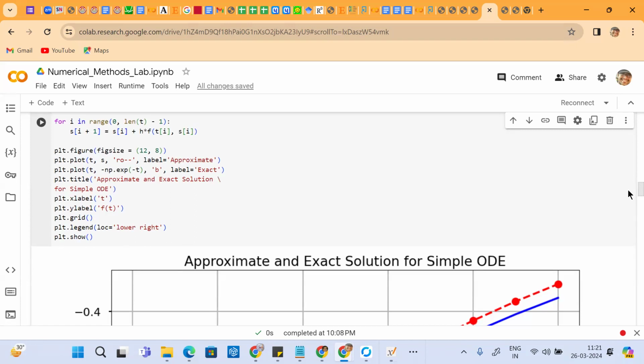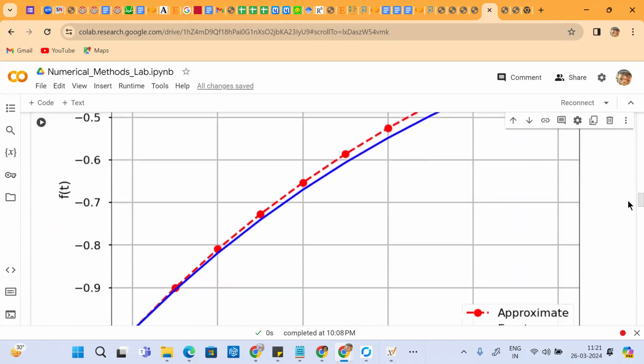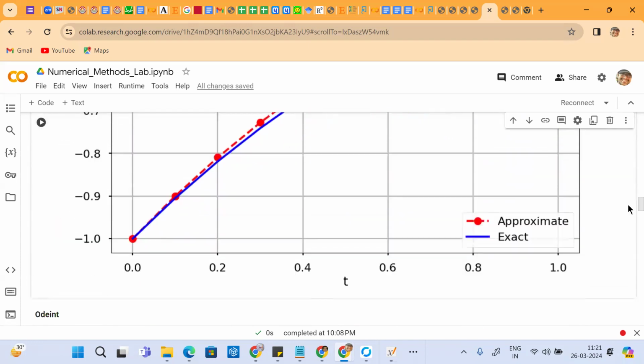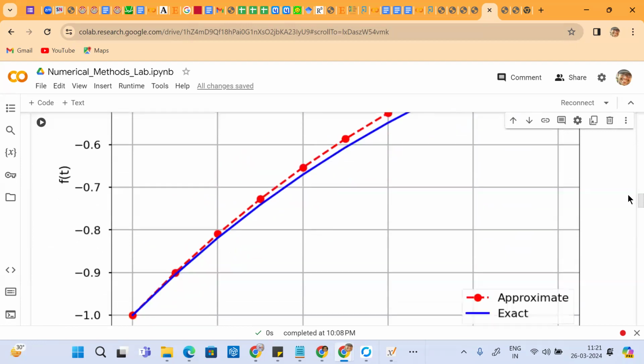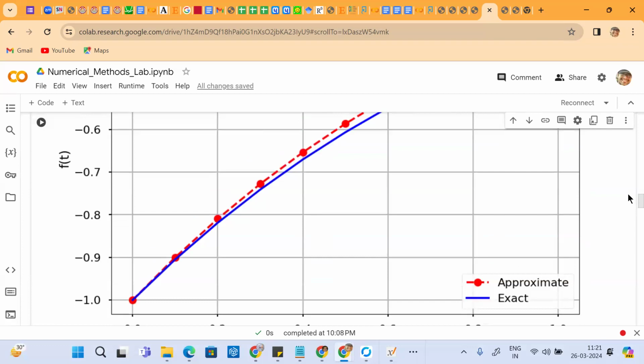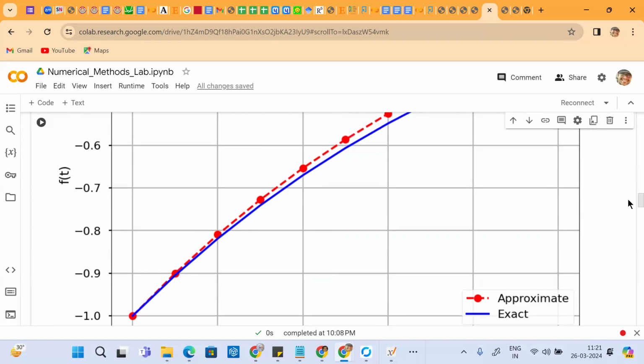plt.show. So this is the output you actually get. As you can see, the x-axis is the time step t, and the y-axis is our solution to that ODE. The blue one is the exact solution, and the dashed red is the approximate solution via the explicit Euler method. So as you can see, when we are near the initial value, our analytical and approximate solutions are very close to one another. But as we move ahead, like increase our x value, they are separating from one another.